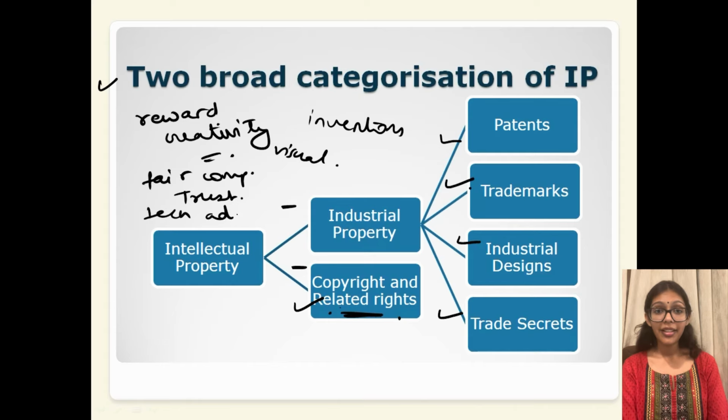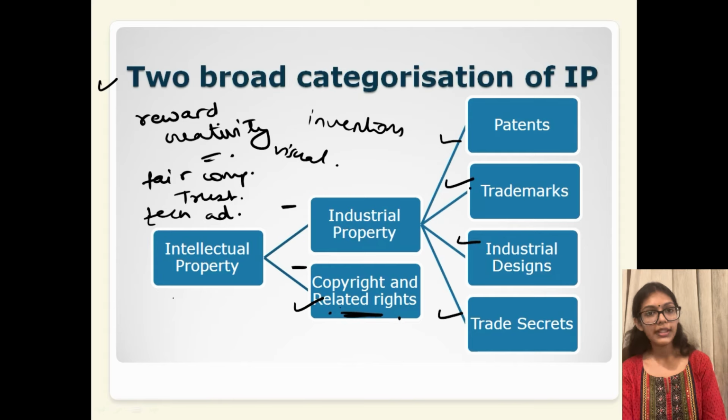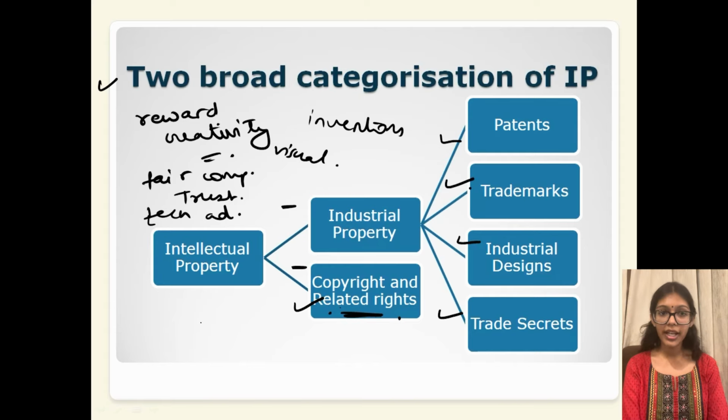Alright, I hope things are clear. Very well. So, we will meet in the next session to learn more about such organizations that govern and protect IP, and we will also study types of intellectual property.